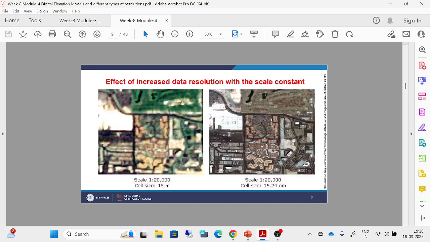The same thing, the effect of increased data resolution with scale constant. Here the scale has been kept constant, 1:20,000, but the cell size has varied. Here the cell size is 15 meters, so not much information is available. But when the cell size was decreased to 15.24 centimeters, then all the details can be seen here. So the scale is intact, that is, the area that you're covering is the same, but the cell size has changed.